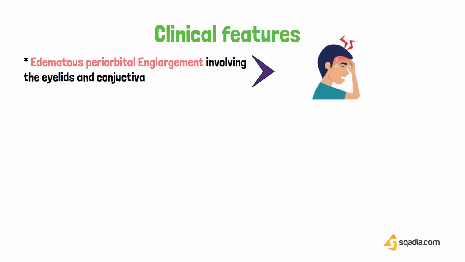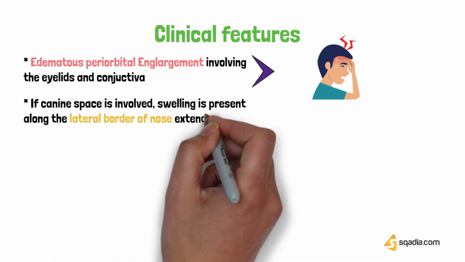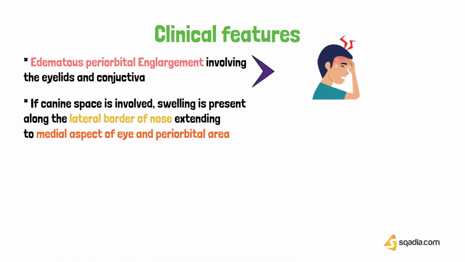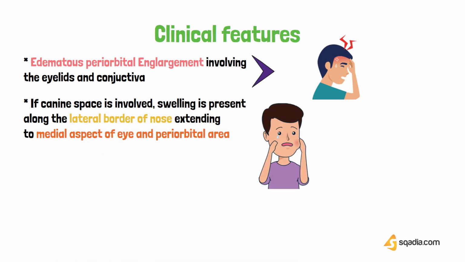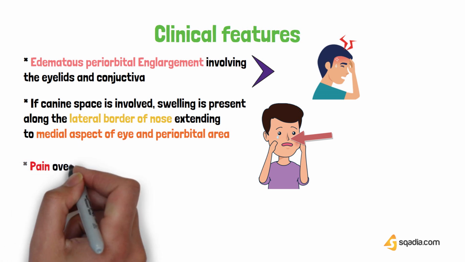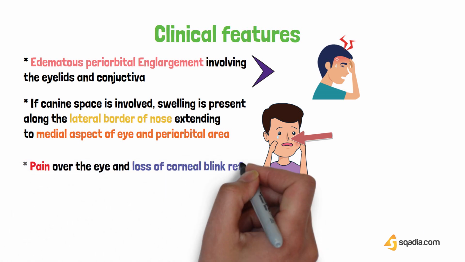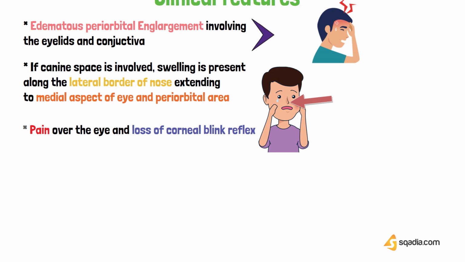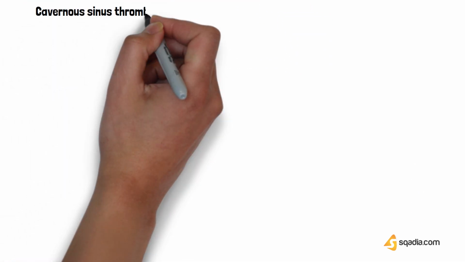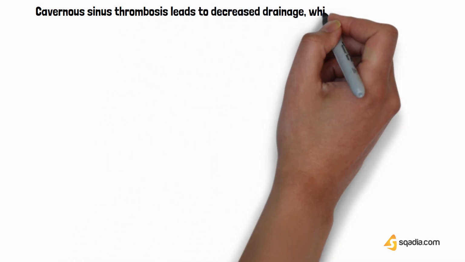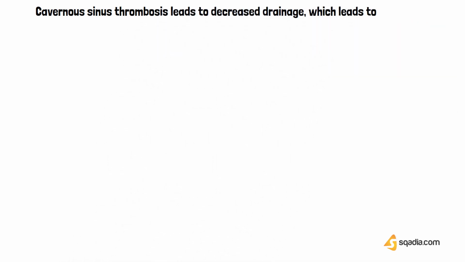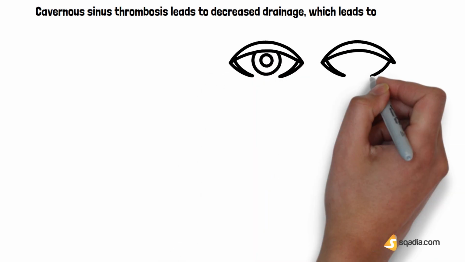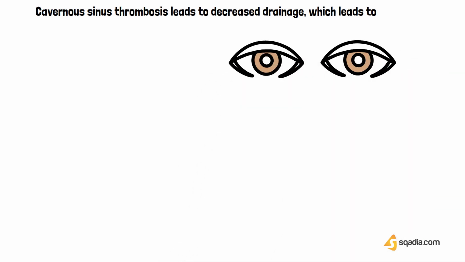But if the canine space is involved, the swelling is present along the lateral border of the nose, and it may extend to the medial aspect of the eye and the area around the orbit. Usually there is pain over the eye, and there may be a loss of the blink reflex. Now, as we all know, the cavernous sinus thrombosis leads to a decrease in the drainage system. So there are some symptoms related to the eye.